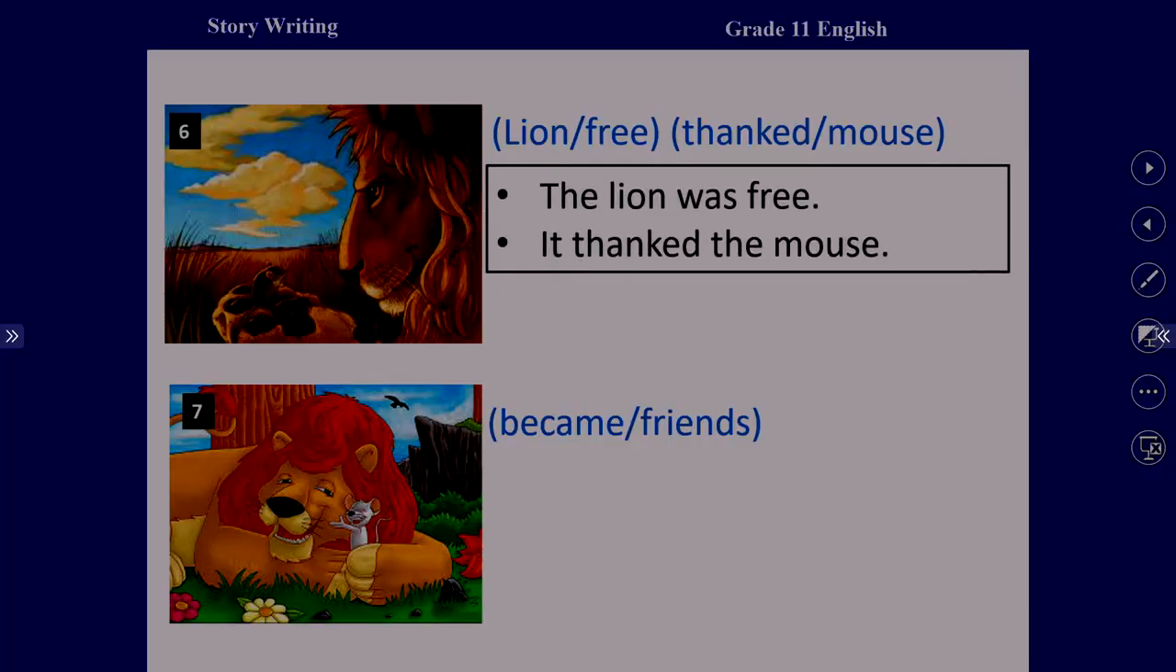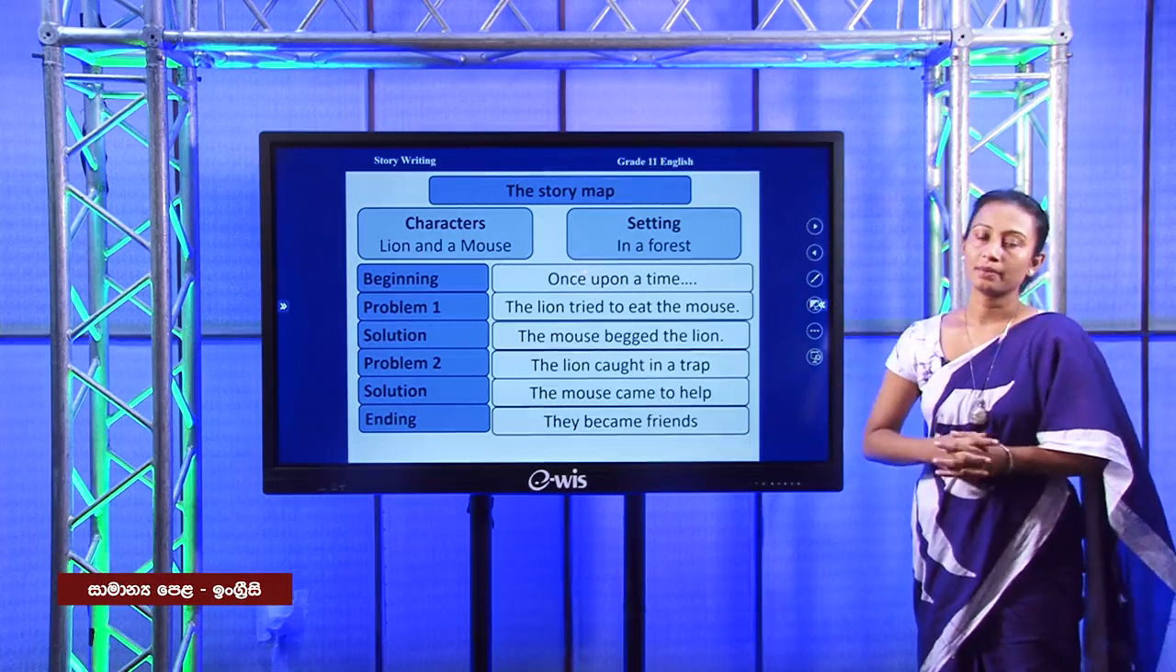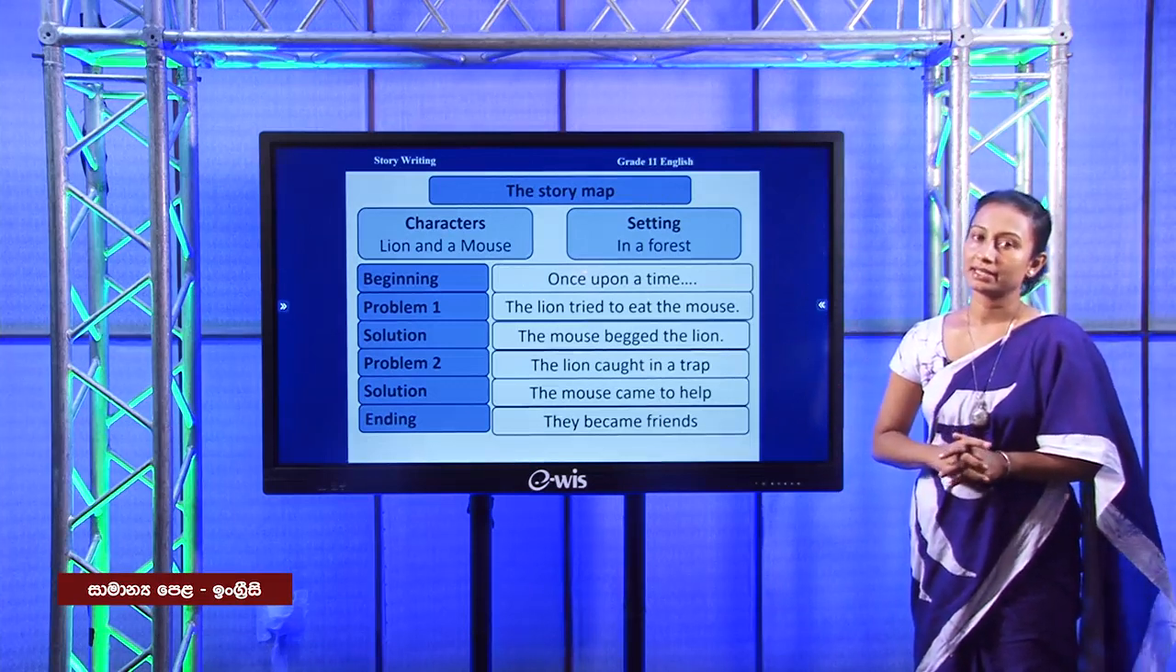The lion was free. It thanked the mouse. The lion and the mouse became very good friends. Children, next you can see the story map. So this is the story map of the story, The Lion and the Mouse.